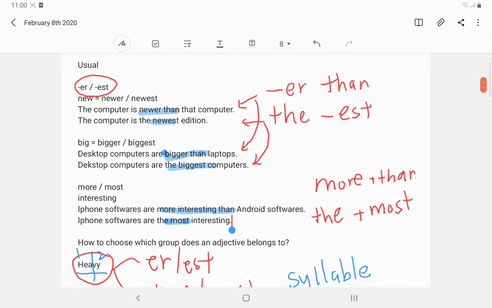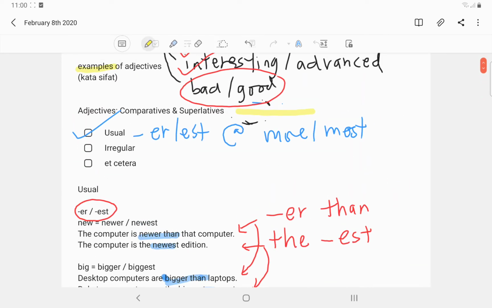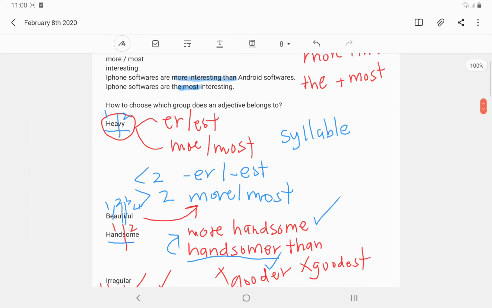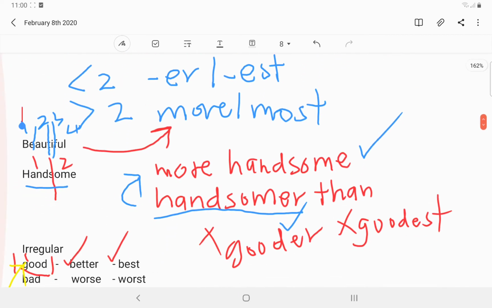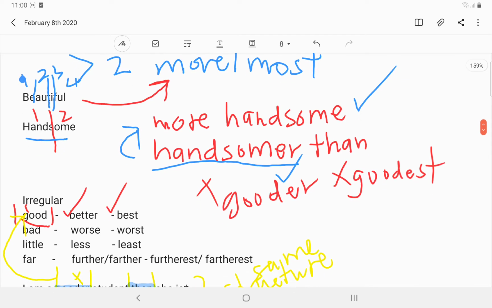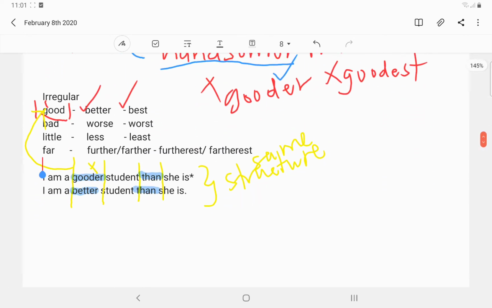So, kita dah juga siap the second part of comparative and superlatives. So, now it leaves us to the last one, the etc. We are going to the last one, which is the etc. Okay, we're going to look at the etc.